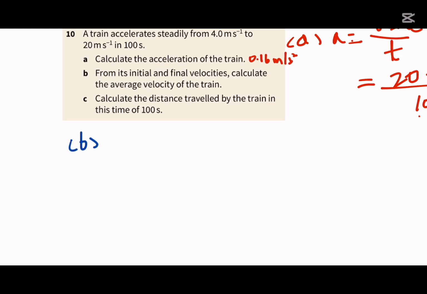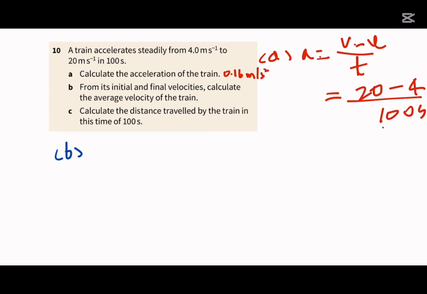From its initial and final velocities, calculate the average velocity of the train. Okay, to find the average velocity, the normal equation for finding the average is the total amount of the data divided by the number of the data. So just use that, right?